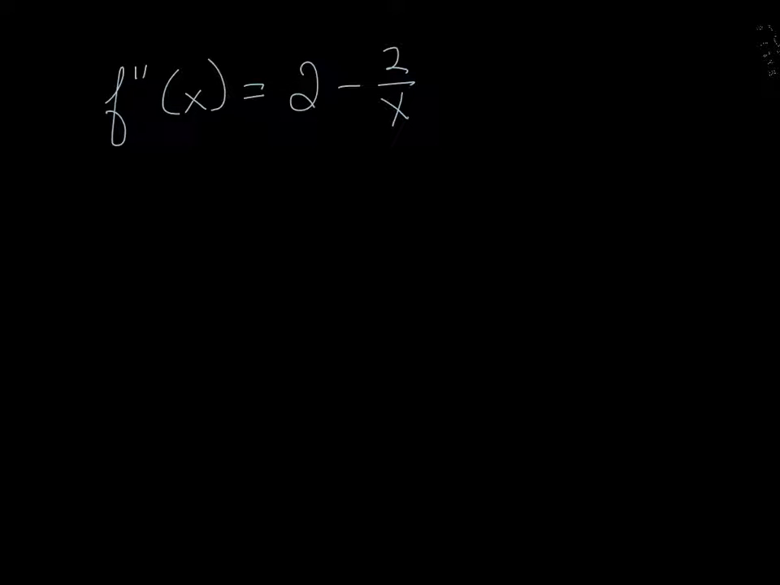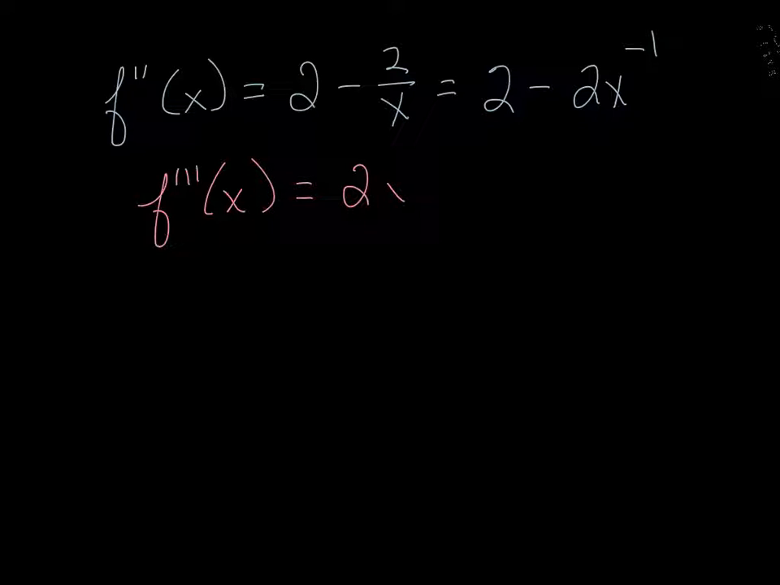Okay, here I have a second derivative, and I want to find the third derivative. So the first thing I'm going to do is rewrite this second derivative so that I have a negative exponent instead of a fraction. That way I don't have to use a quotient rule. And if we find the third derivative, we just take the derivative of the second derivative. The derivative of 2 is 0. And we use the power rule. -1 times -2 becomes a positive 2. x, -1 minus 1 is -2. We never leave negative exponents. So we'd have 2 over x squared.